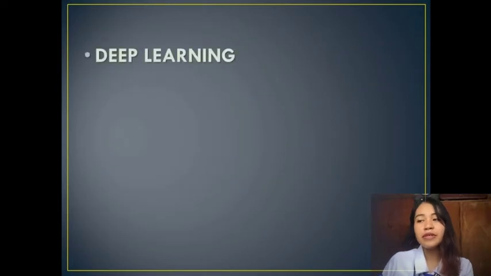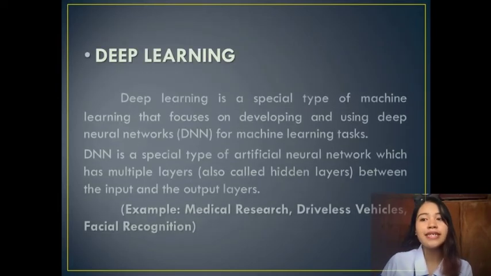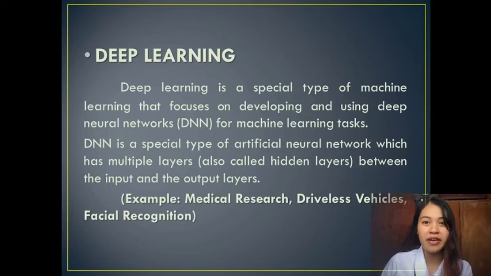Let's move to deep learning. Well, deep learning is a special type of machine learning. So, deep learning is a subset of machine learning. In deep learning, it focuses on developing and using deep neural networks, or DNN, for machine learning tasks. So, what is a DNN?